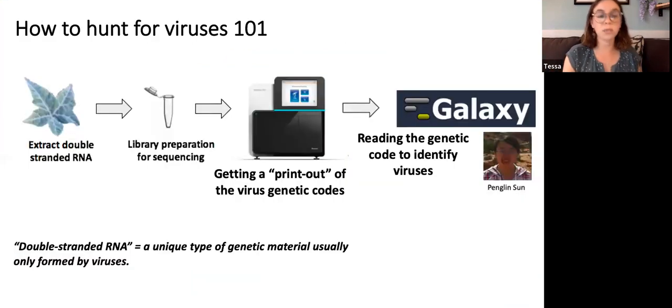Once we got to the lab, we had to extract double-stranded RNA, and that is a unique nucleic acid that's usually only formed by viruses. So we're taking advantage of that to filter out the other nonsense like bacteria and fungus and plant material. We then prepared that for sequencing. It's called library prep, where with sequencing, you get a printout of virus genetic codes. To read that genetic code, you have to go through a software workflow. And here I had Dr. Peng Lin Sun help me with my project. And we worked on this together, and it really took off from there.